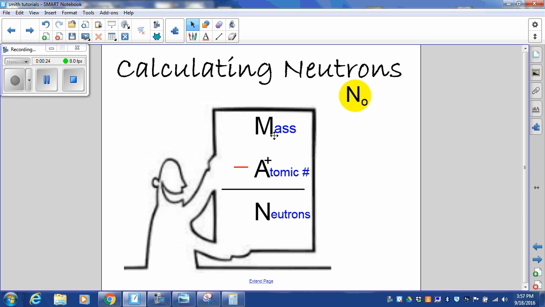The M in MAN stands for the mass of the element. A plus is the atomic number. I put the plus sign to represent protons. Protons is the atomic number. I subtract the two and get the number of neutrons.